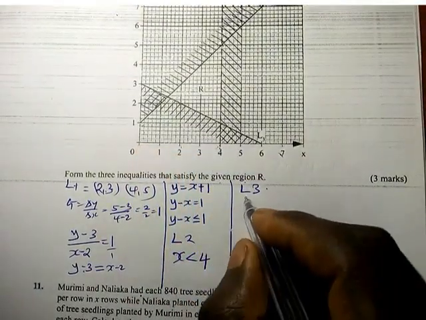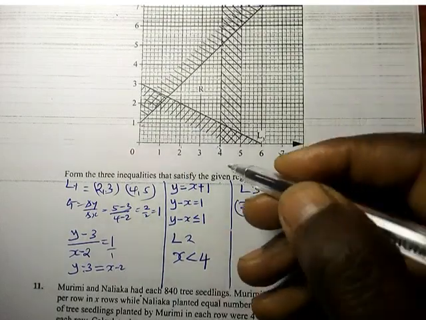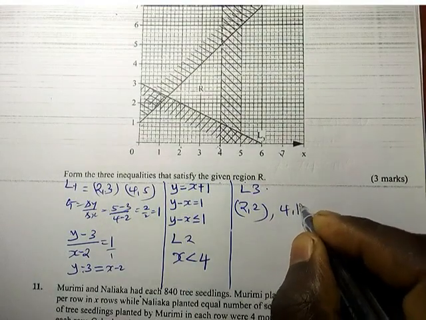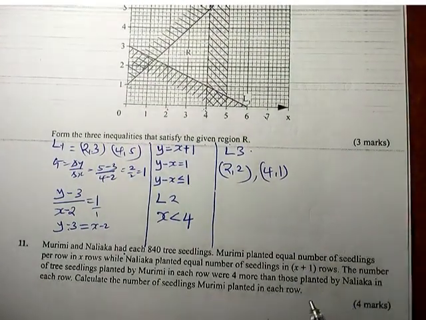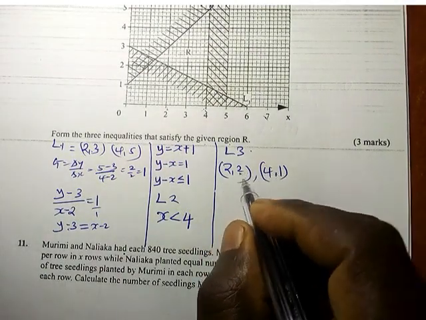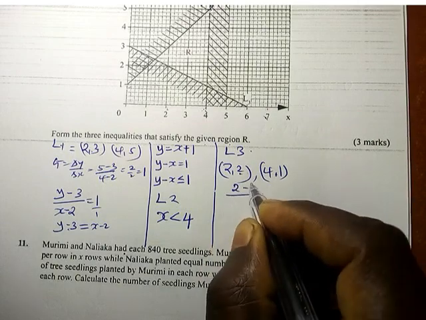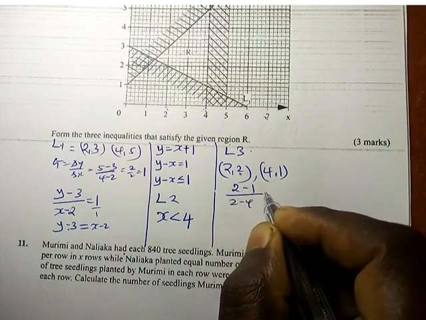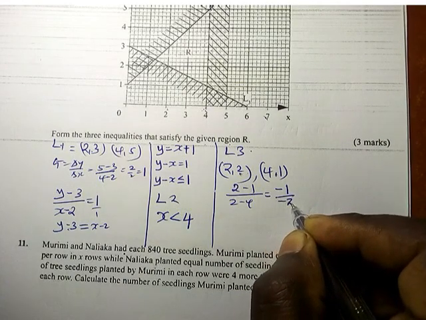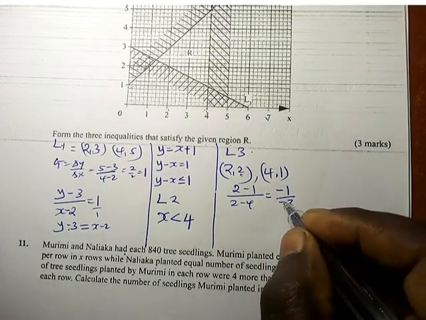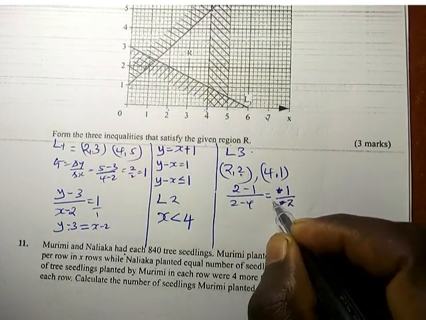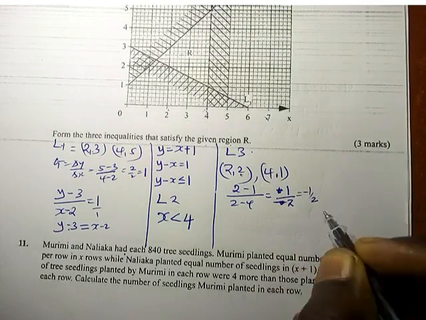So let us get the 2 points, 2, 2 here. Another point is 4, 1. Now get the gradient. The gradient is changing y, that is 2 minus 1 over 2 minus 4. The answer is going to be negative 1 over negative 2. So the gradient is negative a half.